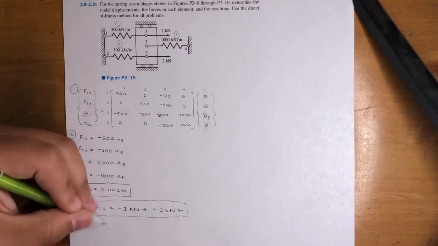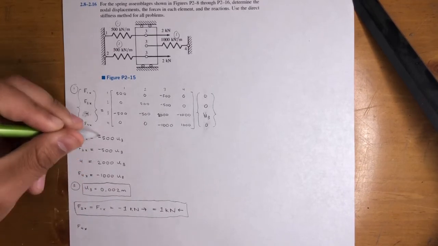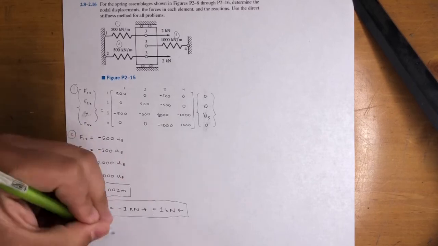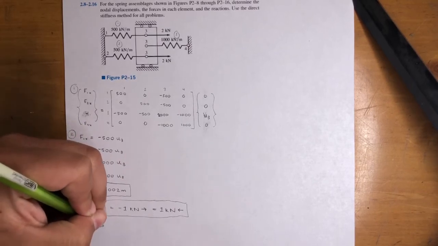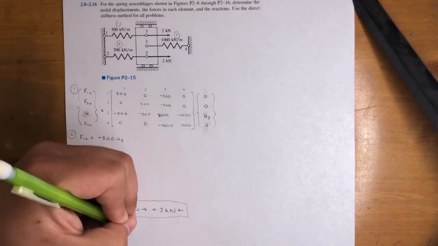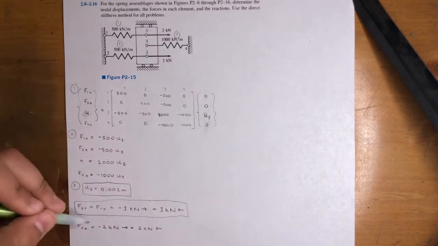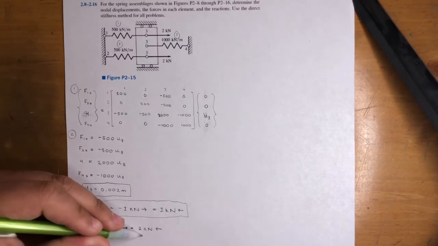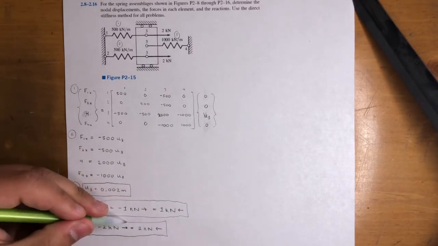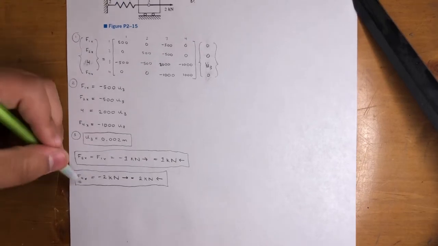Then find force 4. It's just double, right? Negative 1000, negative 500 is just this times 2. So it's going to be negative 2 kilonewtons to the right, which equals 2 kilonewtons to the left. Now, before we continue to the local element forces, let me move it up just in case you can't see. But before we move over to the element forces, we got to verify these numbers.